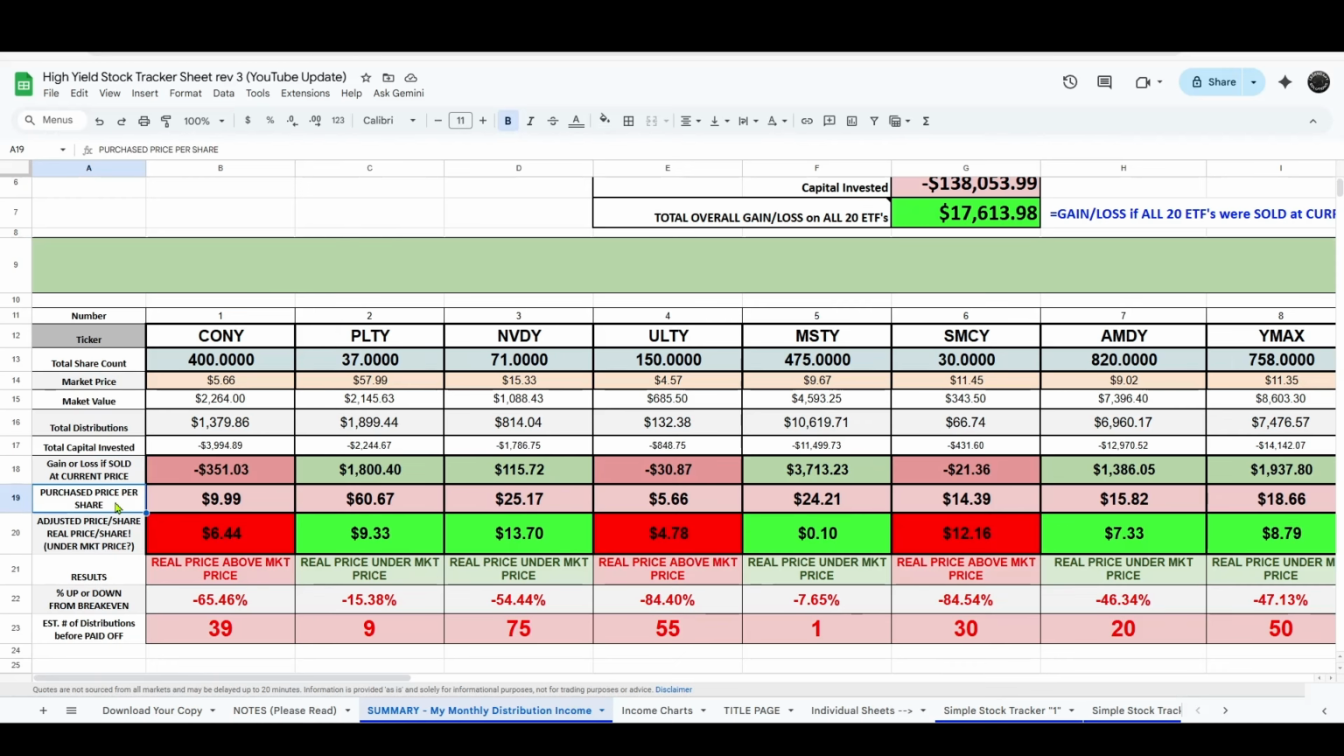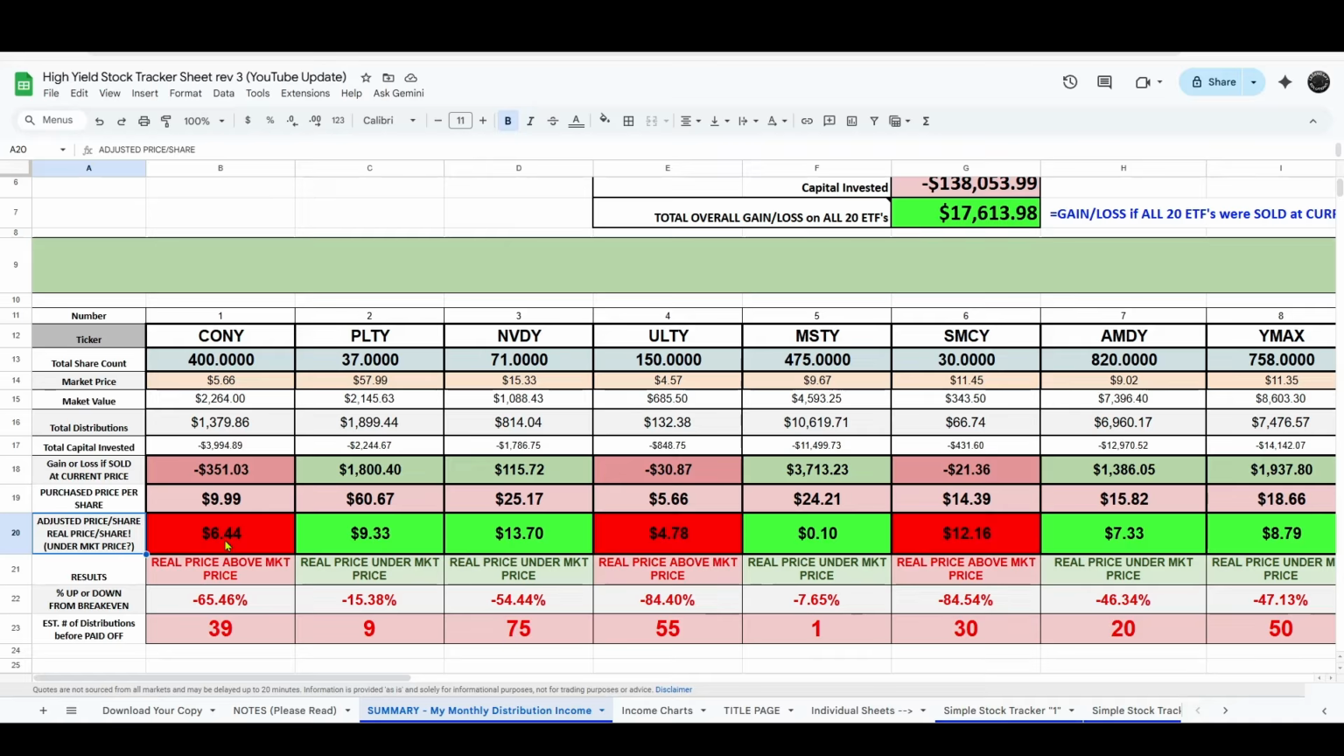The purchase per share price, now that is the average purchase share price, not your real price per share, but just the average of the purchases that you've made. It provides that in this row, and this one is your real price per share. And this is the one that I'm always preaching about, right? This is the real number that I look at.